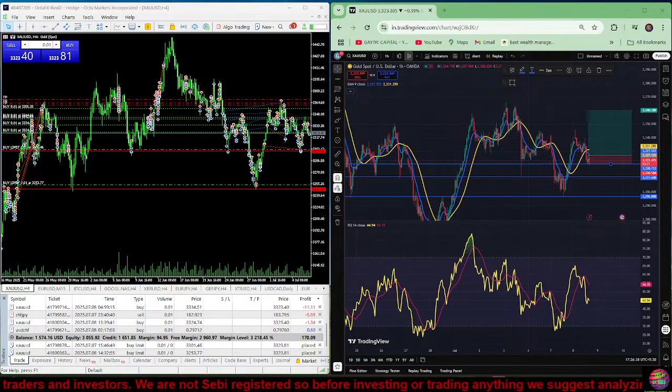So if you lose your list for whatever reason, you simply click this button and it will pop up right there. Moving on to this blue list, this is where you're going to list the pairs that you will be trading.